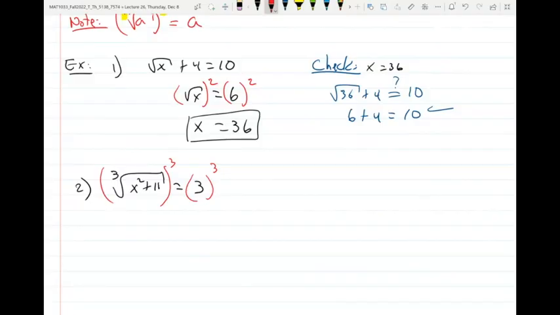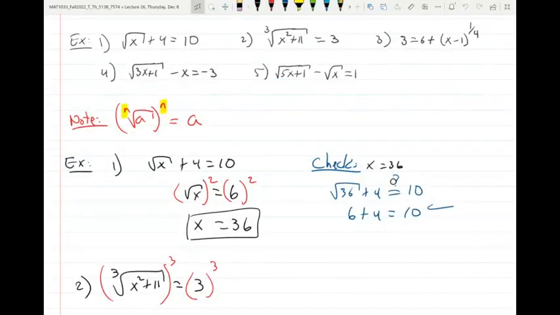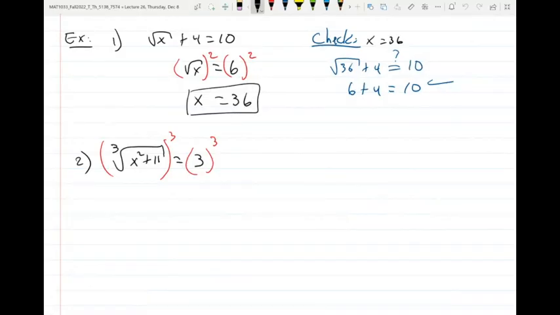Why? Because the index here is 3, so I need to raise it to a power that matches the index, so I can cancel. We want to take advantage of this property. Remember, the idea is to get rid of the radical so we can solve for x. The power matching the index cancels. Okay? All right. So when you do that, you obtain then x squared plus 11, right? The radical is gone, equals 27.